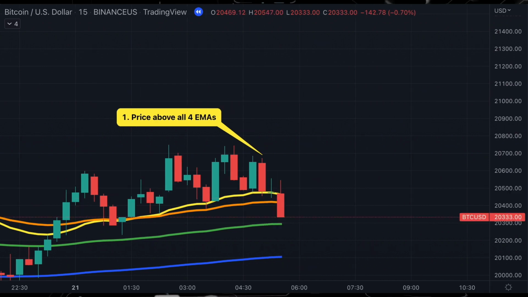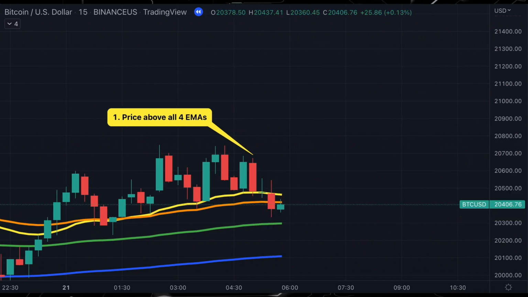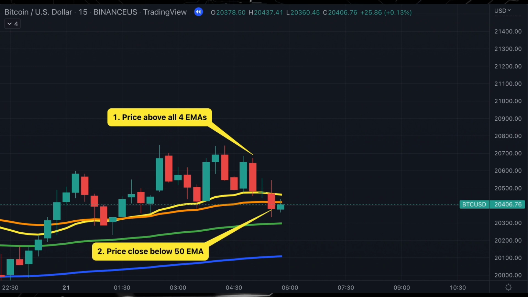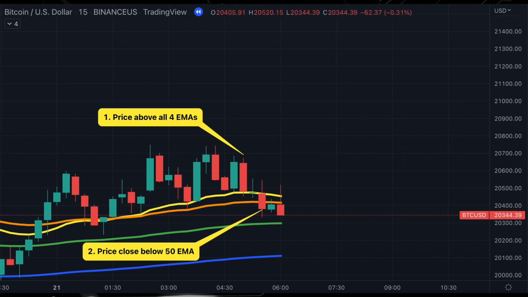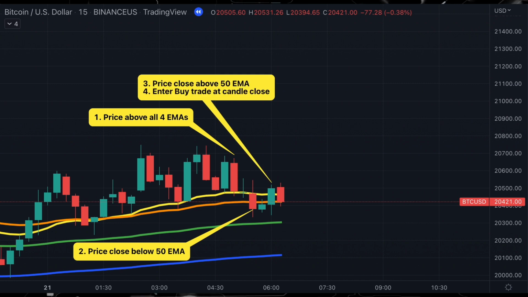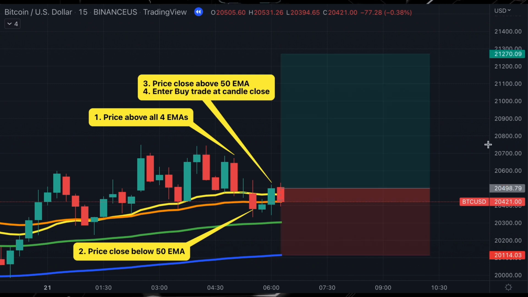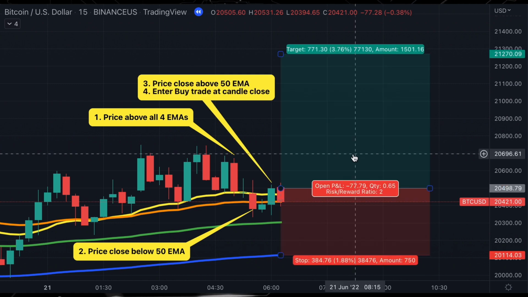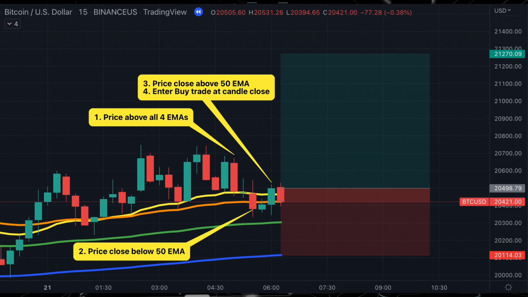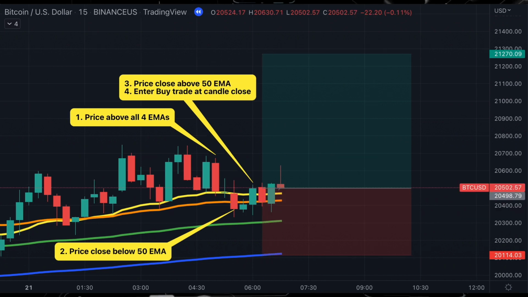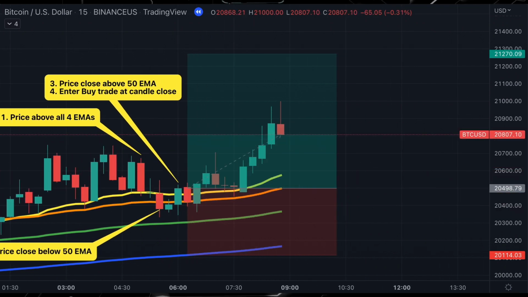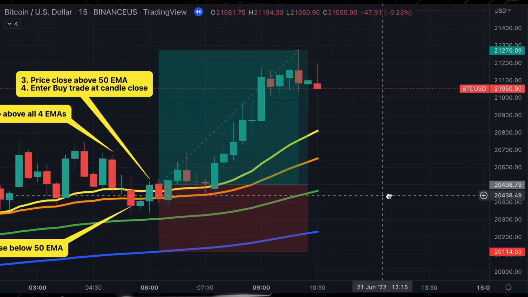From the chart, we can see that the price did a pullback into the 50 moving average. We will wait for the price to exit and close above the 50 moving average. Once this happens, we will enter a buy trade at the close of the candle. We will set the stop loss at the 200 moving average and use a 1 to 2 risk to reward ratio. This trade eventually turns out to be a winner.